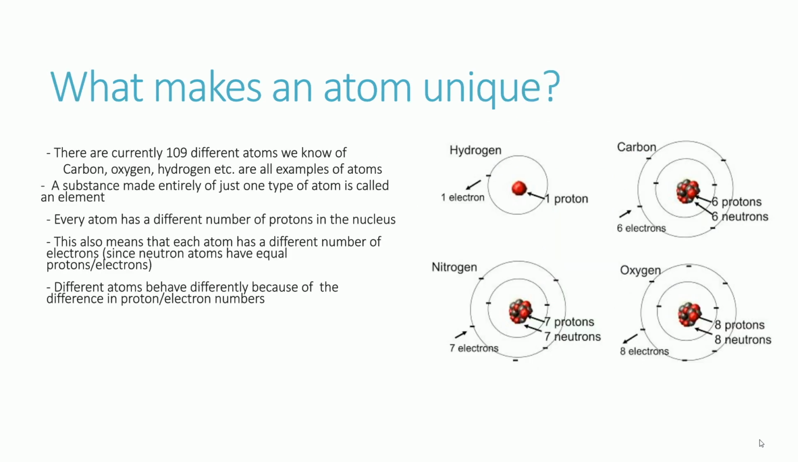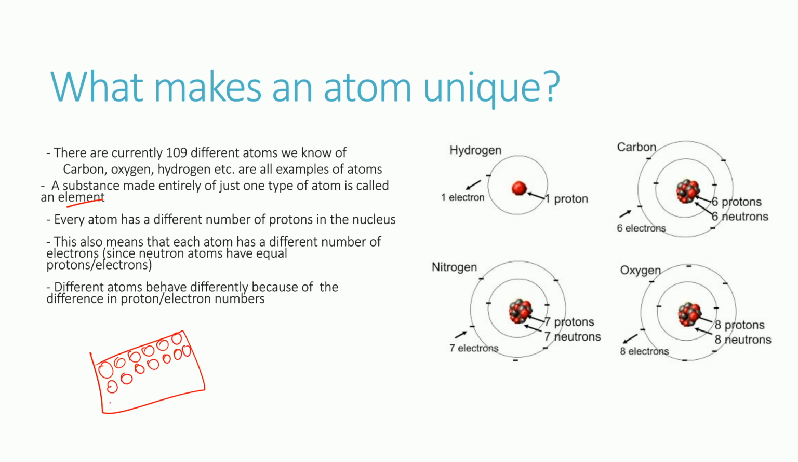So what makes an atom unique? Well, we know that there are around 109 different atoms that we know of exactly, and carbon, oxygen, hydrogen, all these things, or anything that you find on the periodic table, these are all different types of atoms. Now, each atom is unique. And so a substance that you make completely out of just one type of atom is what we call an element.